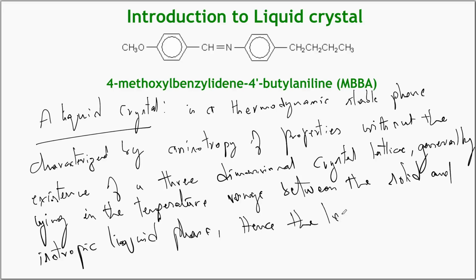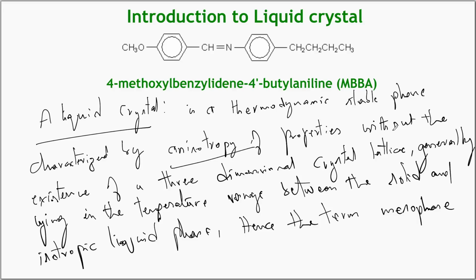So a liquid crystal is a thermodynamic stable phase characterized by anisotropy. Anisotropy means a physical property that changes depending on the direction of the measurement. So if a property changes from one direction to the other, then the material is said to be an anisotropic material. Liquids generally are isotropic, meaning a measurement of a physical quantity in all different possible directions will be the same. Whereas in some crystals, one can notice anisotropy, meaning the physical property will have different values depending on the direction of its measurement.